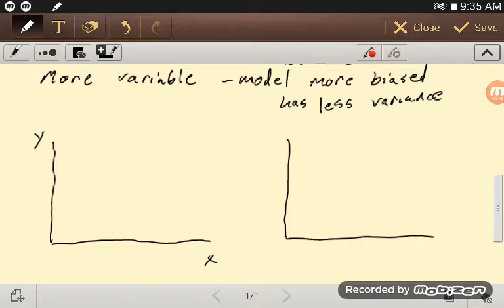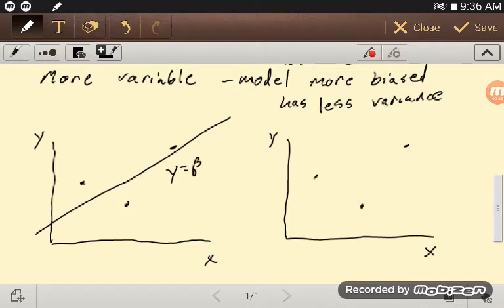So I'm going to just take 3 data points so it's real easy to see what's going on. And so suppose I have those 3 data points. Then if I fit my straight line, maybe it does something like that. And this would be my y equals beta x plus alpha.